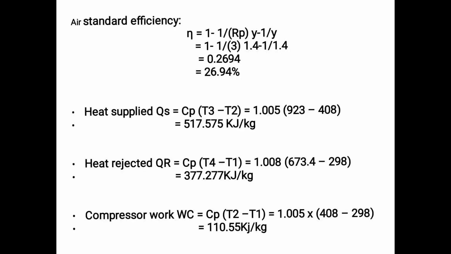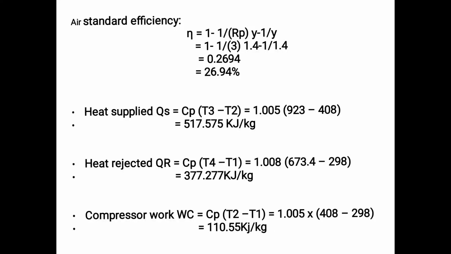Then heat supply, we know the formula: Qs equal to Cp into (T3 minus T2). The m value equal to per kg, so m equal to 1. We know the standard value of Cp, 1.005. We know the T3 value, T2 value. Substitute all the values in this equation, we get the value of Qs, that is heat supply. Then heat rejection Qr equal to Cp into (T4 minus T1). We know all the values Cp, T4, T1. Substitute all the values in the equation, we get the value of Qr.